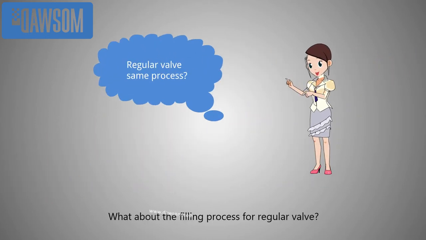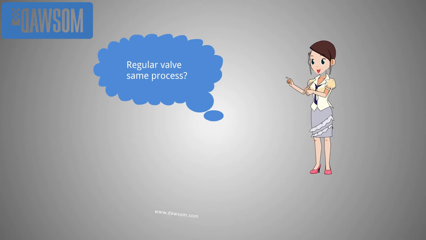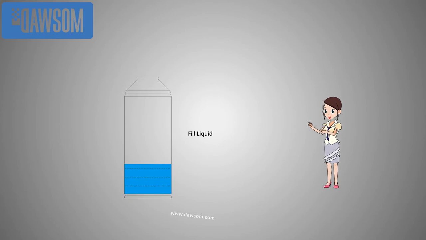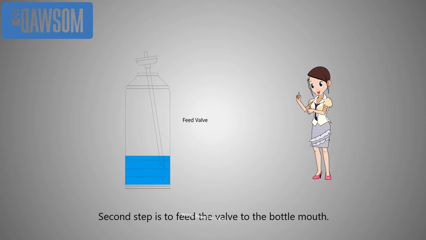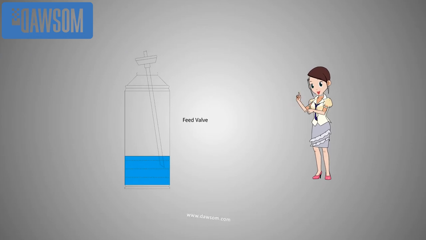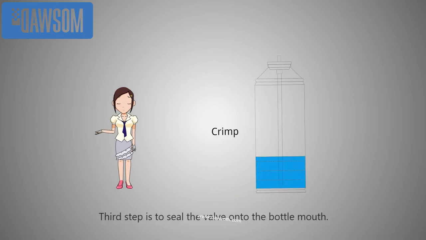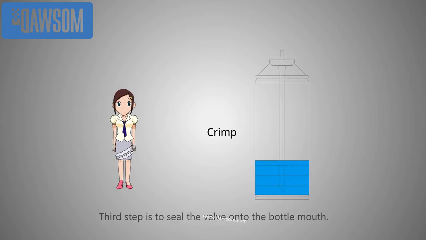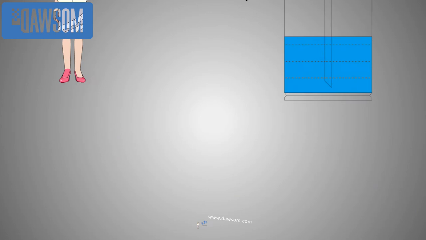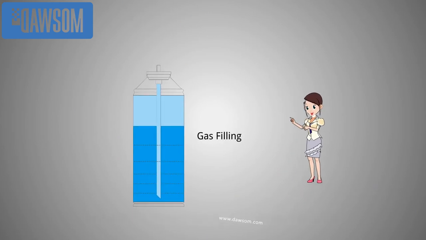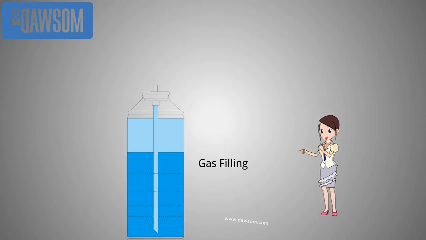What about the filling process for regular valve? First step is to fill liquid into empty bottle. Second step is to feed the valve to the bottle mouth. Third step is to seal the valve onto the bottle mouth. Last step is to fill propellant gas through the valve nipple.